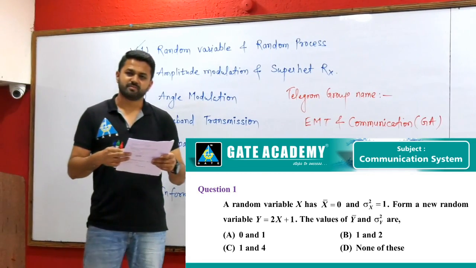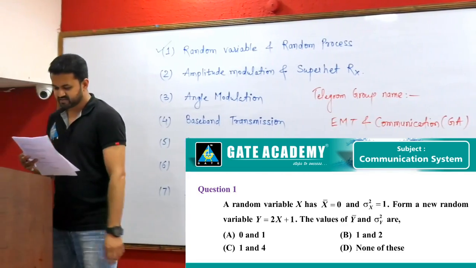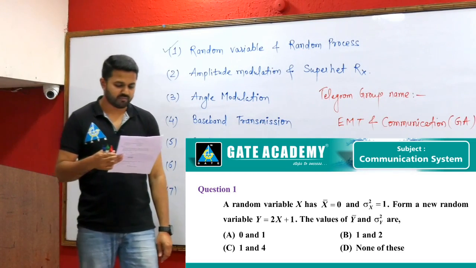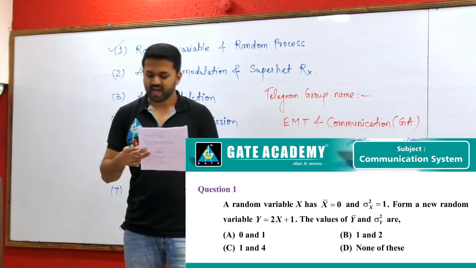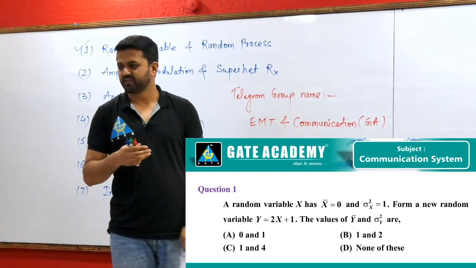So we have question number 1, and that question is: a random variable x has x bar equal to 0 and sigma x square equal to 1. Form a new random variable y equal to 2x plus 1. The values of y bar and sigma y square are. So we have the first option.